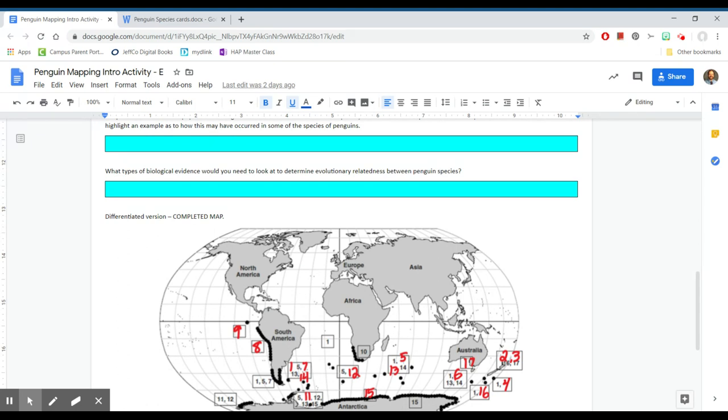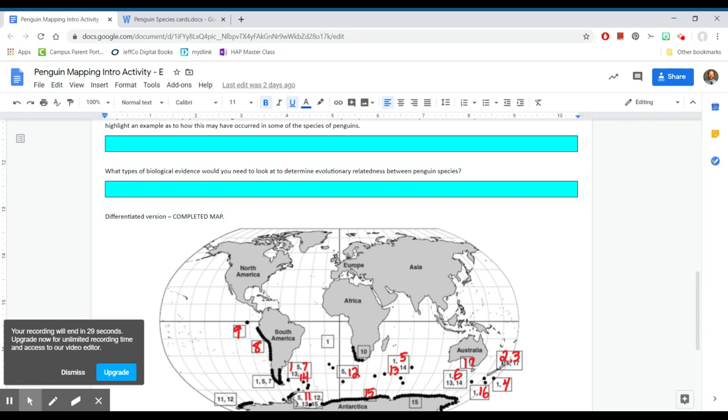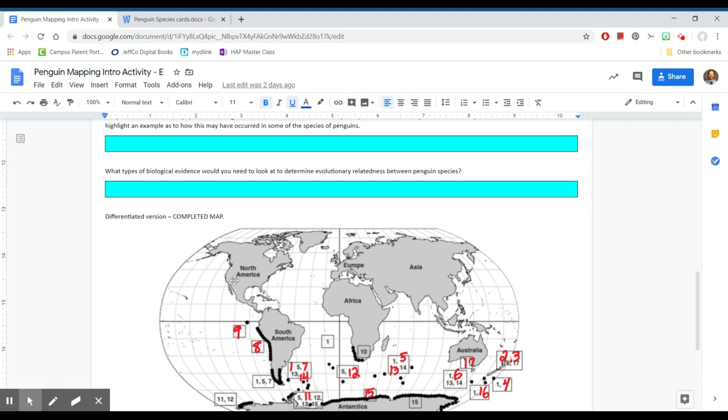And then finally, what types of biological evidence would you need to look at to determine evolutionary relatedness between penguin species? So, in other words, what anything biological, evidence, ideas do you think we would need to look at to really determine their evolutionary relatedness between species? Go ahead and put your ideas right there.